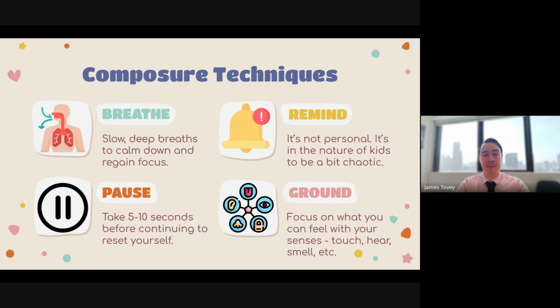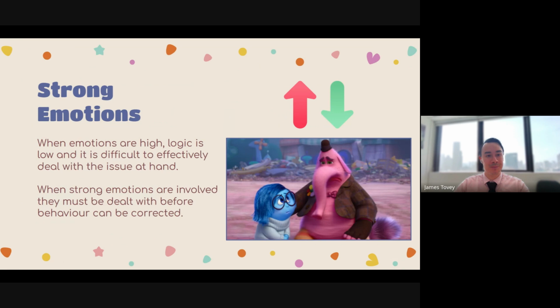And you can do all of these at the same time. Pretty much, I breathe, I take the deep breaths, I'll pause, and I'll remind myself. We don't use the grounding technique as much, but I do know it's a very useful technique in self-composure and even meditation. It's good.